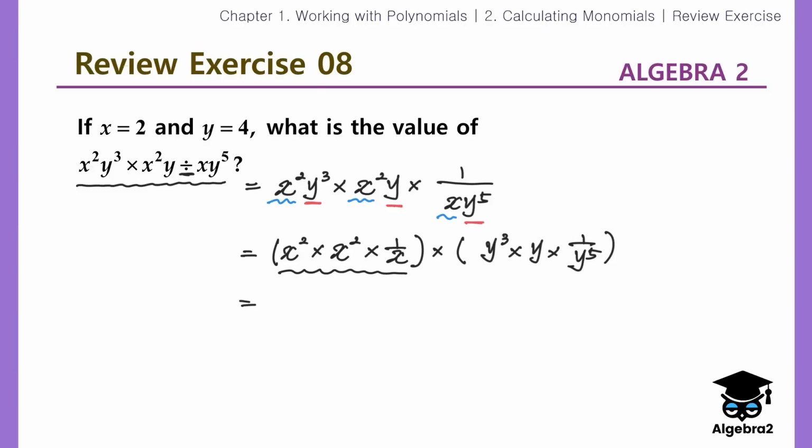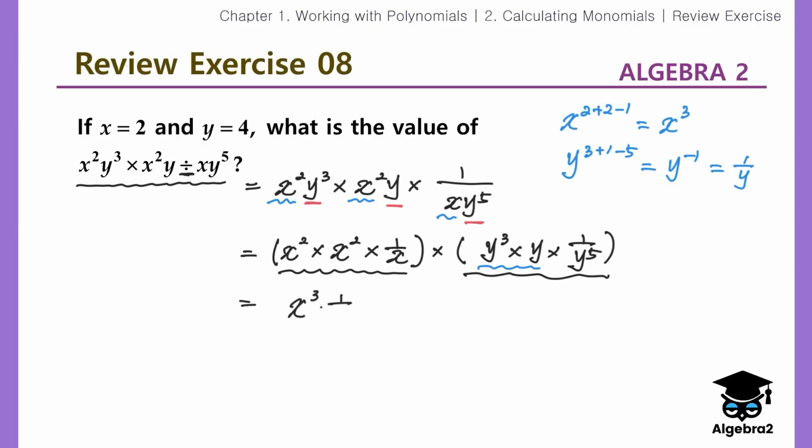So that's going to be x to the 2 plus 2 minus 1, right? So that's x cubed. This expression right here is y to the 3 minus 1, I'm sorry, plus 1, right? It's multiplication. So plus 1, division minus 5. So that's going to be y to the negative 1, which is equal to 1 over y. So that is equal to x cubed times 1 over y. That's just x cubed over y, right?